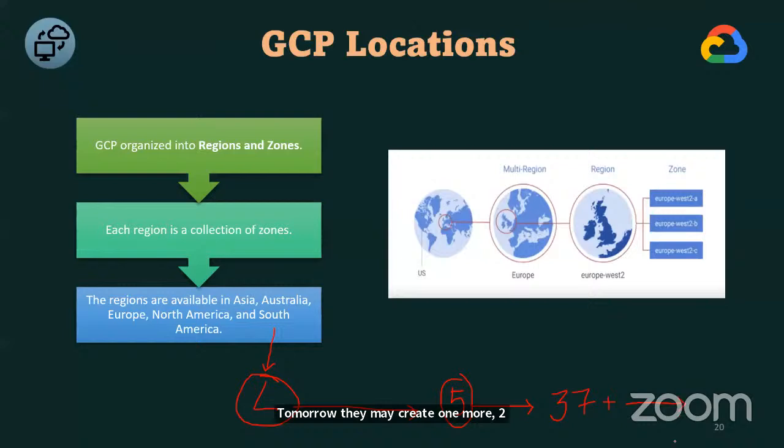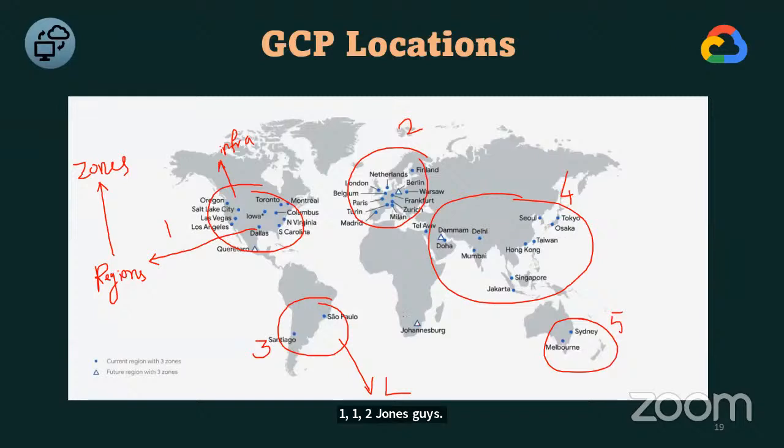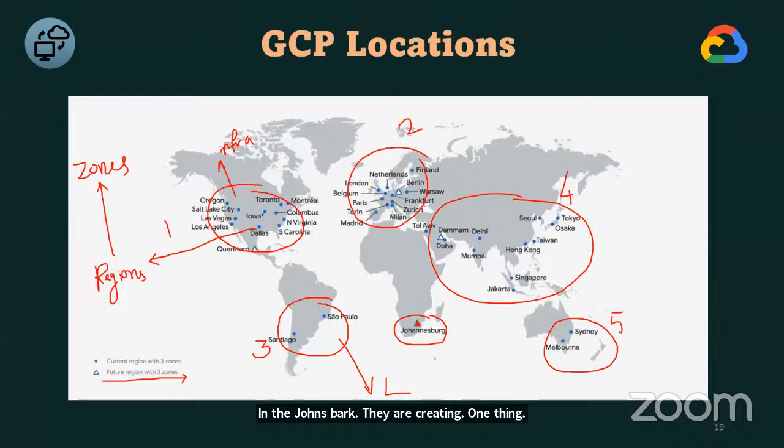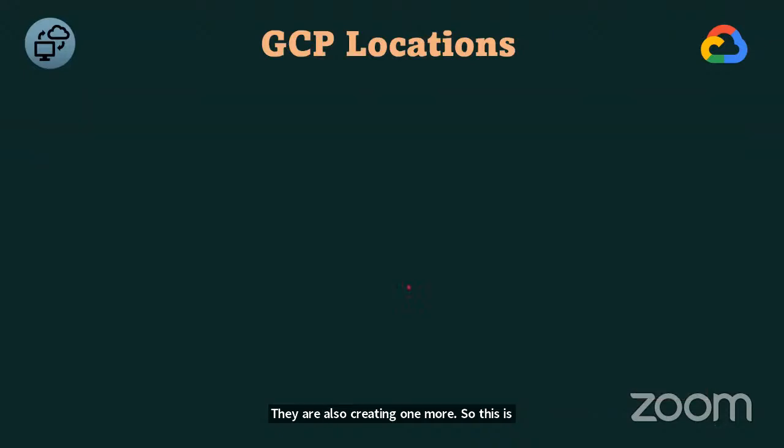Total how many zones are there, guys? 112 zones, guys. Total 112 plus zones. You can also see here there is a triangle here, right? What is this triangle? A future region with 3 zones. So the triangles indicate that they are creating a few regions. In Johannesburg they are creating one, as well as in Dammam they are also creating one more. So this is how Google Cloud Platform keeps on growing.